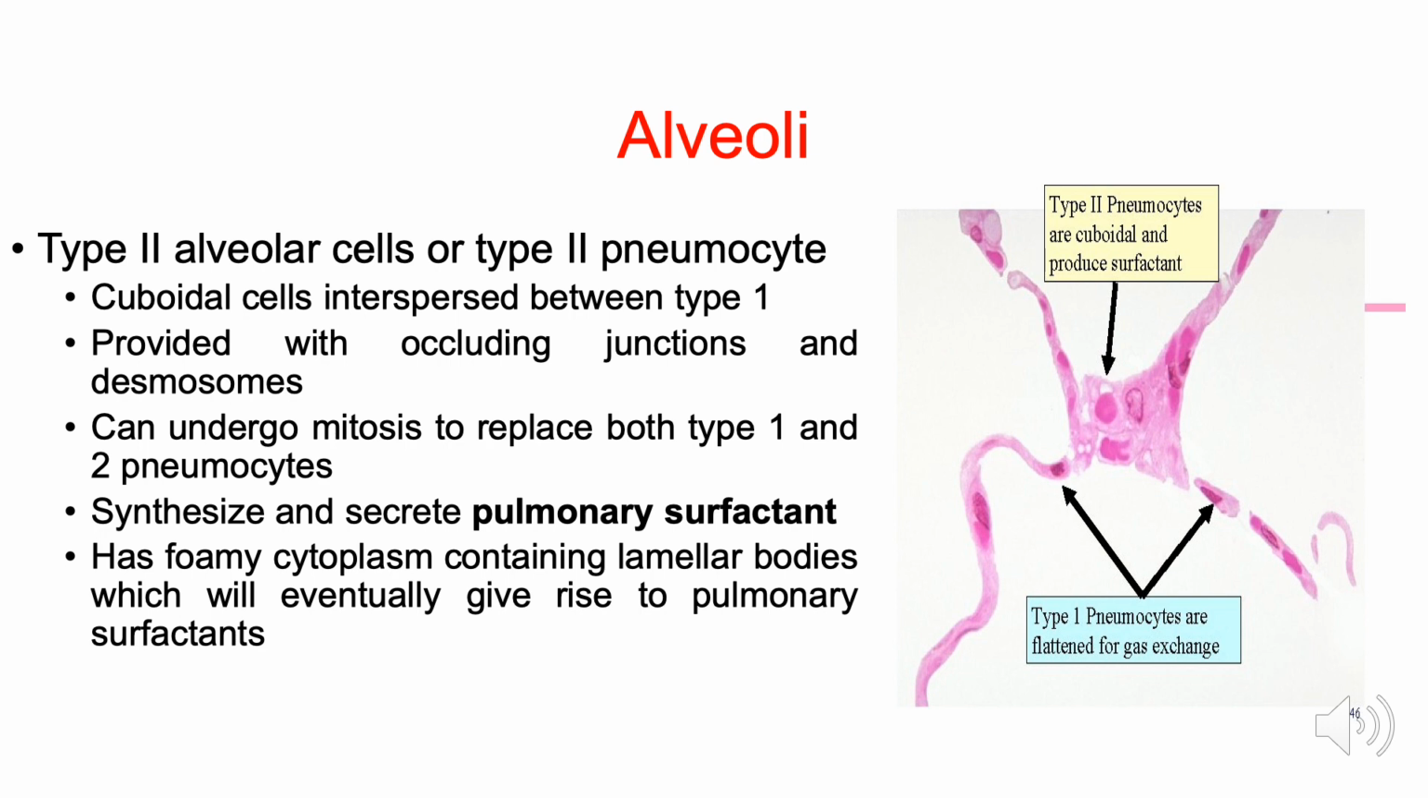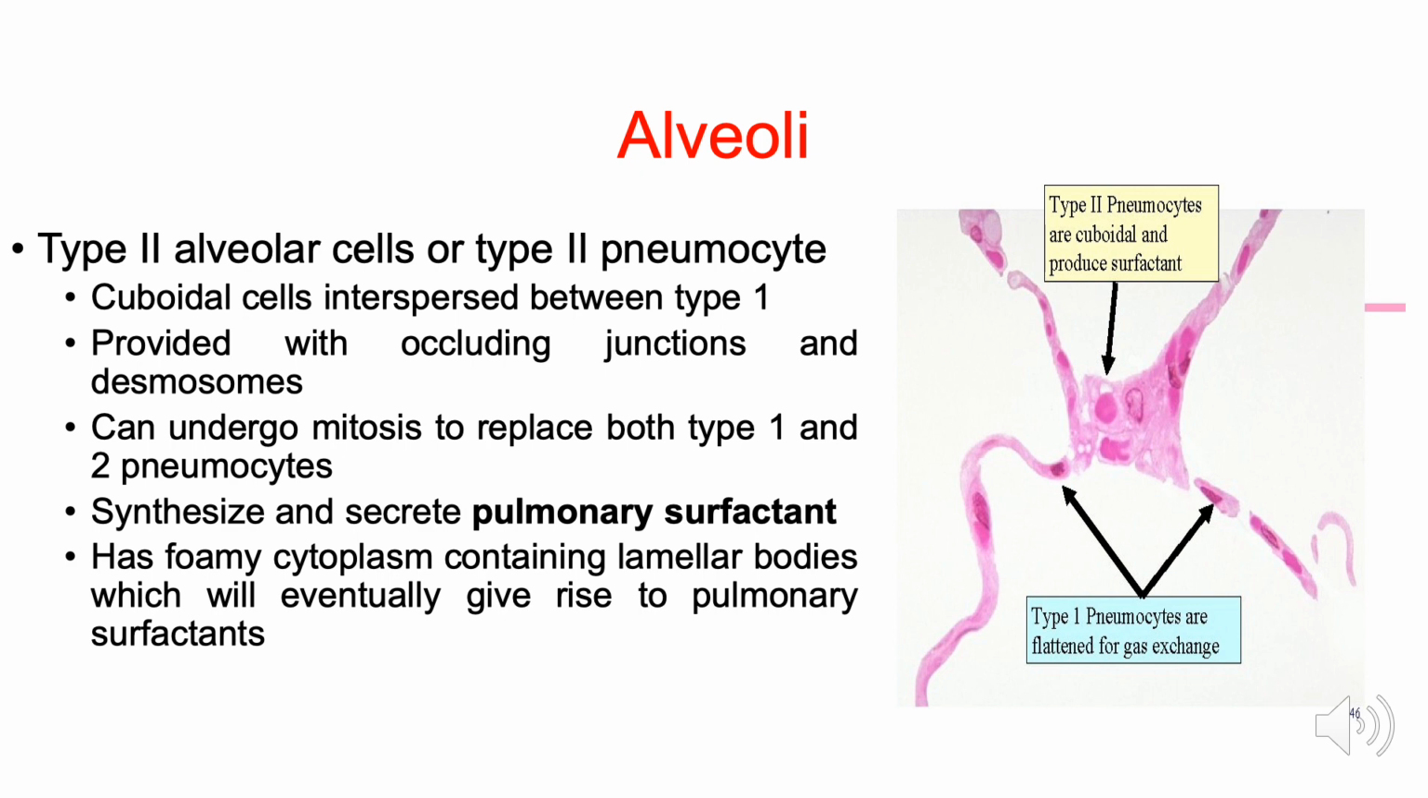Another important function of these cells is that they are the ones that produce the pulmonary surfactant, the chemicals that will keep the walls of the alveoli open so that it can facilitate gas exchange. And that's the very reason why the cytoplasm of these cells appear foamy. It's because they have in their cytoplasm lamellar bodies, which are the precursors for the pulmonary surfactants.